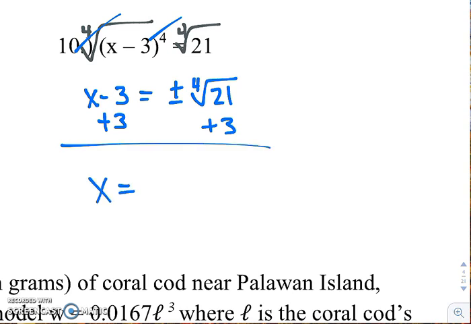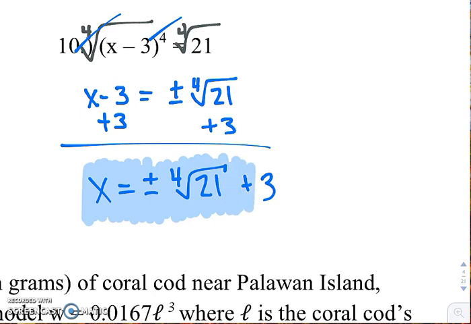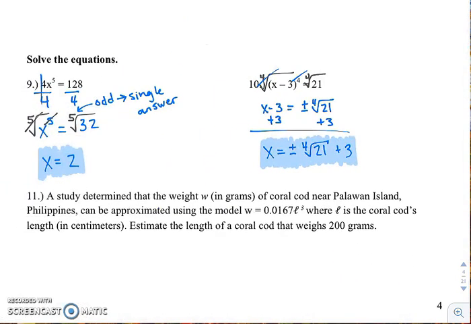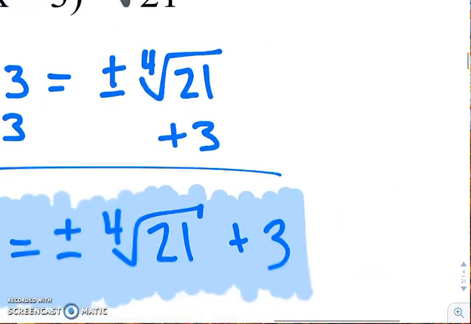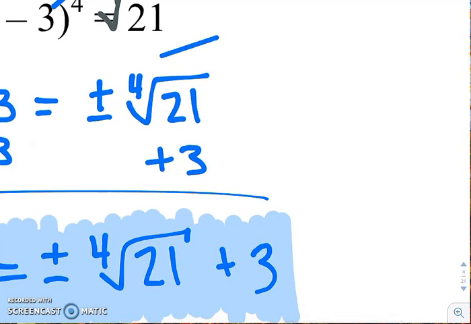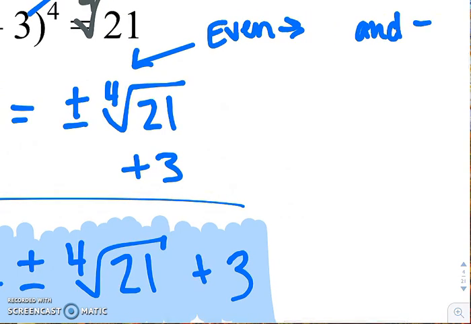So you can write this as positive or negative the 4th root of 21 plus 3. Don't combine them because they're not like terms. Instead of giving a decimal as an answer, we're just going to keep it in that radical form. So even root means positive and negative answers, 2 answers.